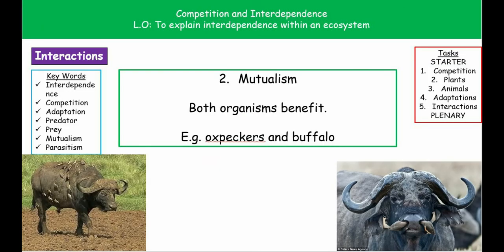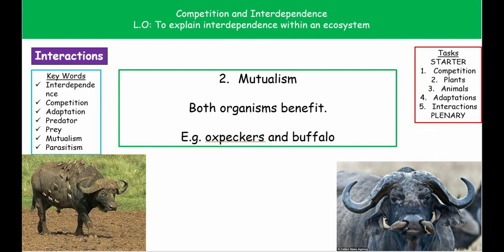The second ecological relationship we need to know is mutualism. So write down these points for me in your books. If something has a mutualistic or a mutualism relationship, then what we're going to see is both organisms benefit. So think about if something is mutually beneficial to you, then you're both benefiting from that arrangement. And what we can see in the pictures there I've given you are buffalo and oxpeckers. So the little birds you can see on there, those are the oxpeckers.